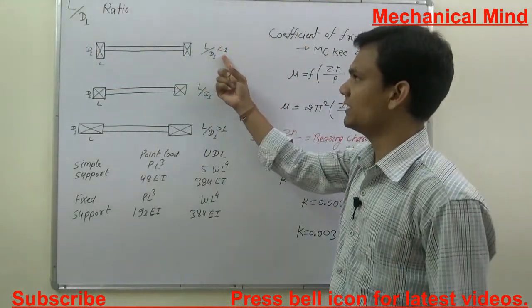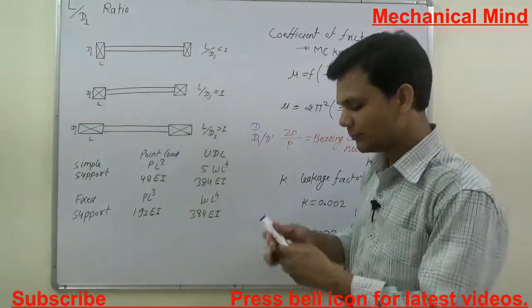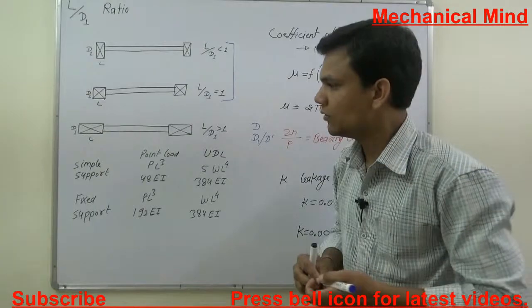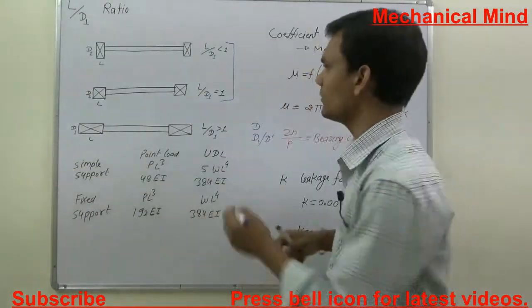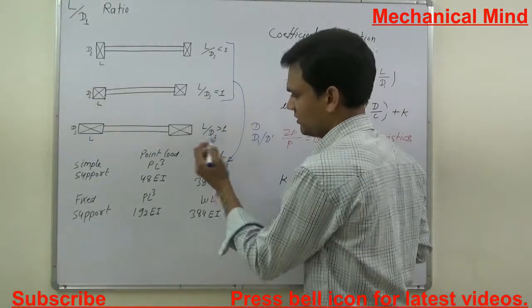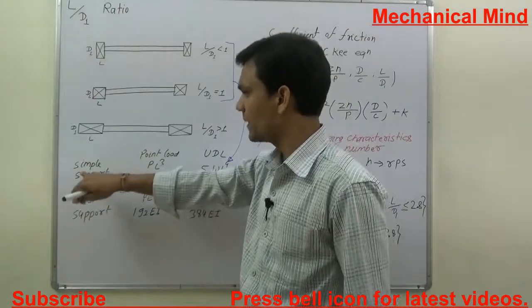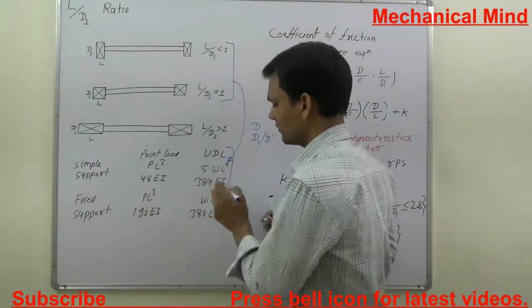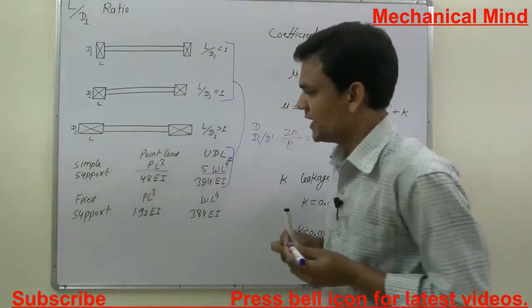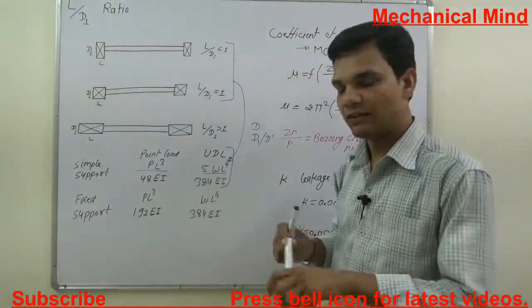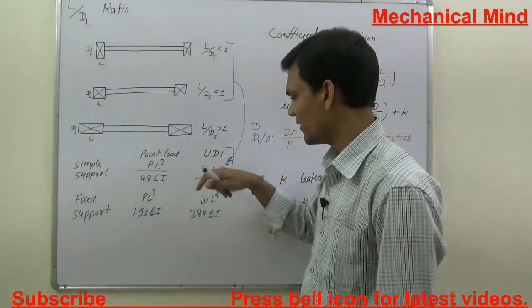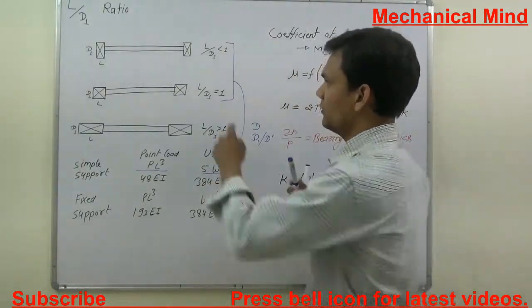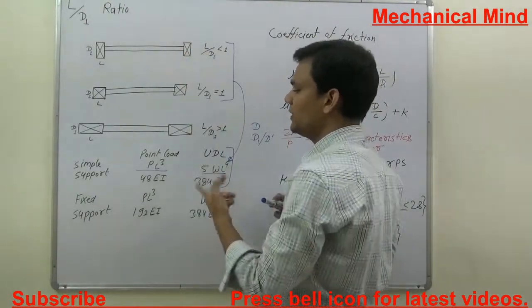When the ratio L by D1 is less than 1 or equal to 1, then we use the formula for the calculation of the load of a simply supported beam. For point load, the formula will be PL cubed by 48 EI, and for UDL, means uniformly distributed load, it will be 5 WL to the power 4 by 384 EI.